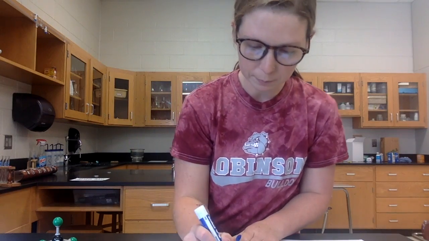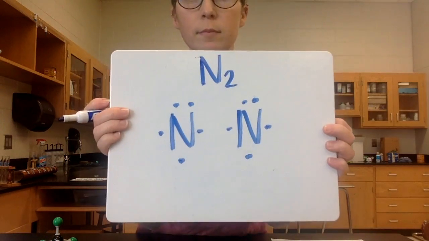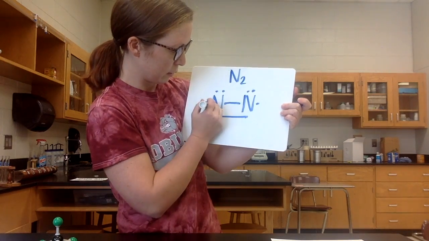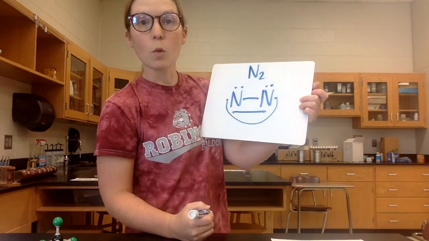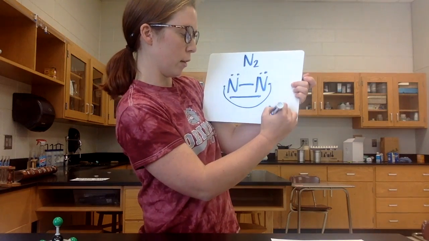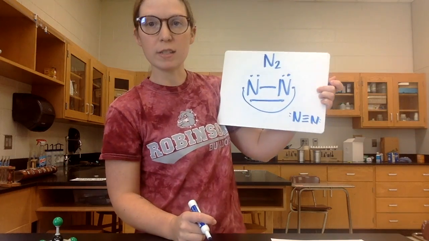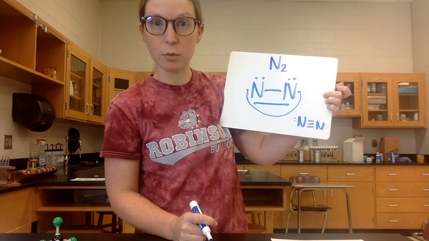So the next example we're going to do is N2, further down on your chart. Each nitrogen we know has 5 valence electrons. So we're just going to connect the dots between the two that don't have buddies. When we do this and we redraw our molecule, you should see that you have a triple bond between the two nitrogens.